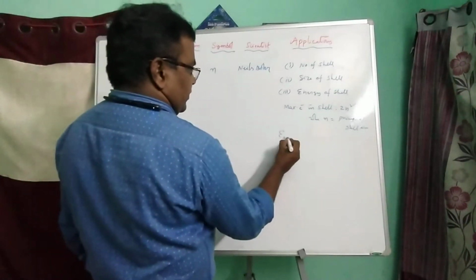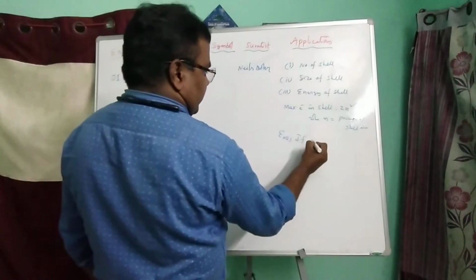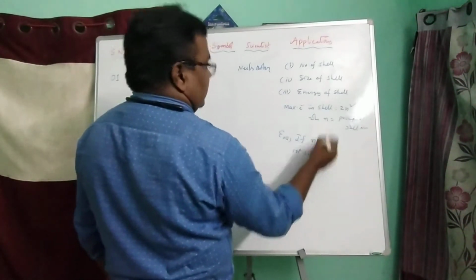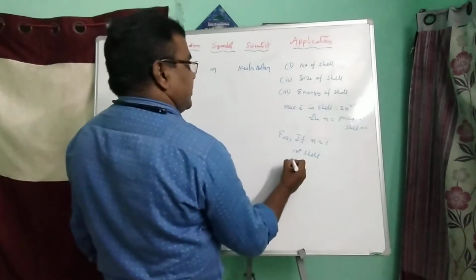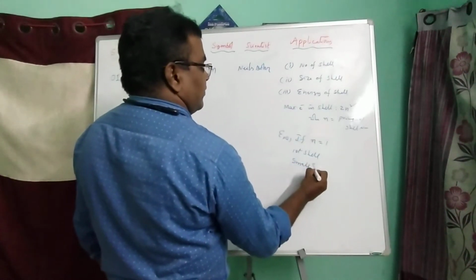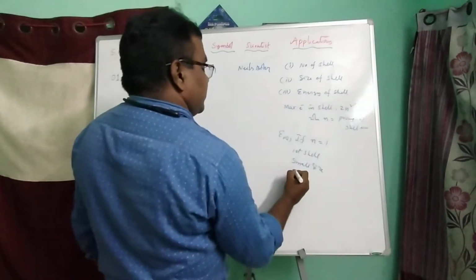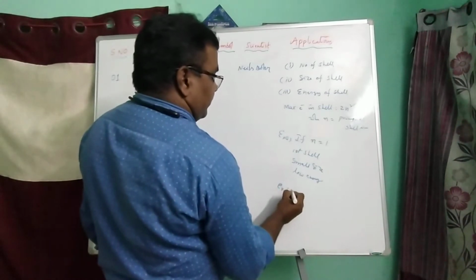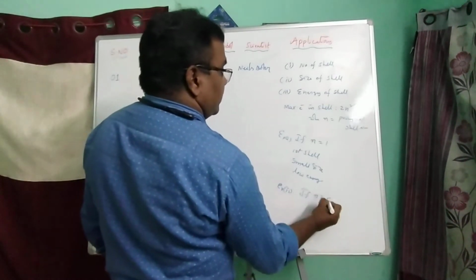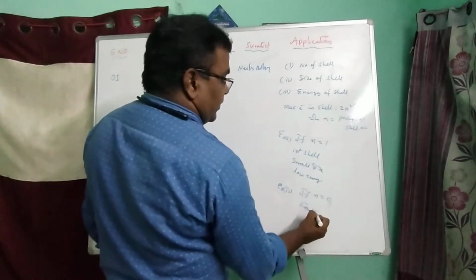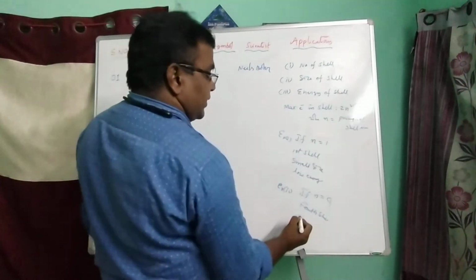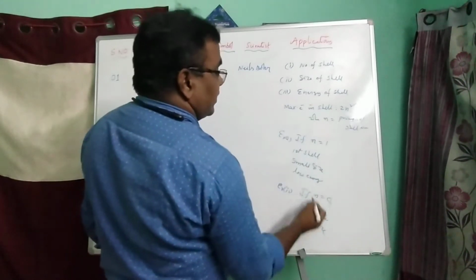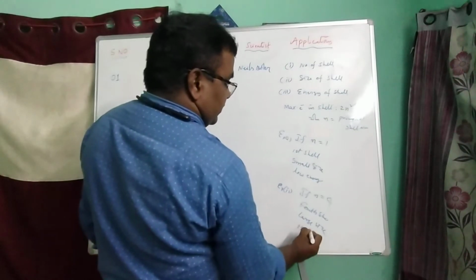Example 1: if n is equal to 1, that is the first shell, that gives the number of the shell. Second, the size of the shell is small. The energy of the shell is low. Example 2: if n is equal to 4, the fourth shell. Next, the size of the shell is large, and the energy is high.